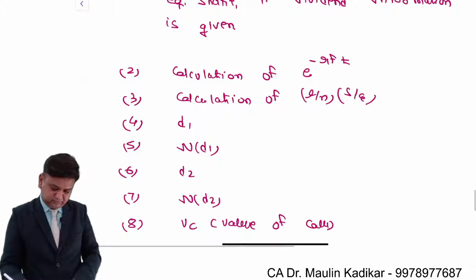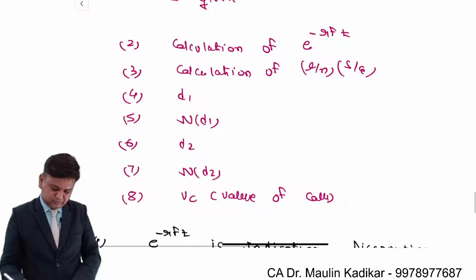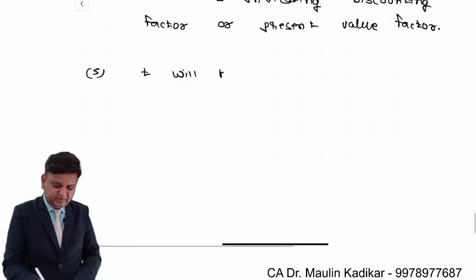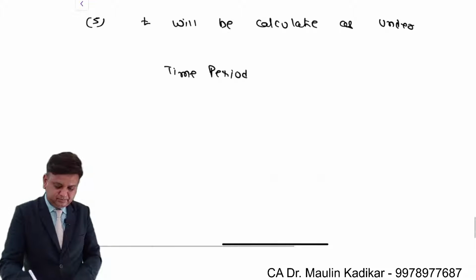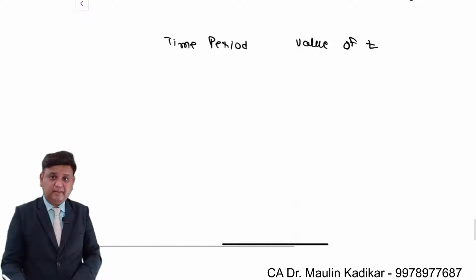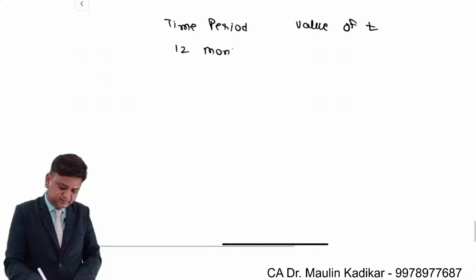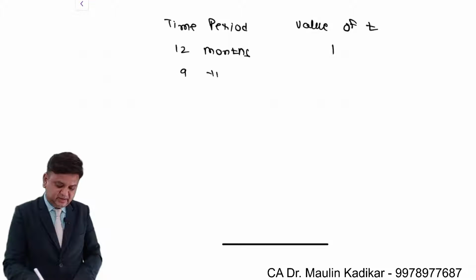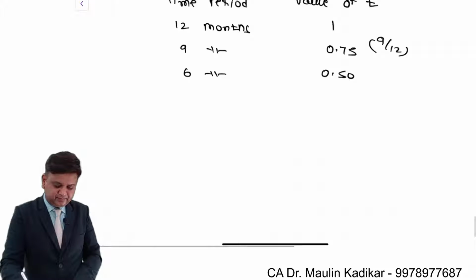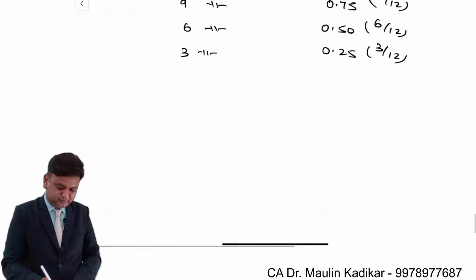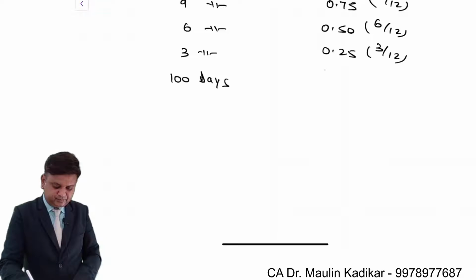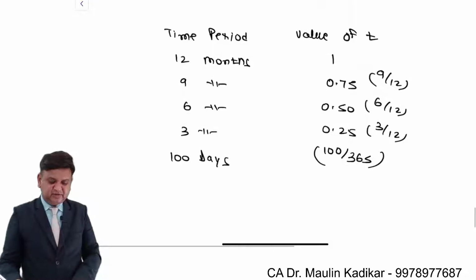Fifth, T will be calculated as under: time period and value of T. Time period is 12 months, then value of T would be 1. 9 months, then it is 0.75, that is 9 divided by 12. 6 months, it is 0.5. 3 months, 0.25. 100 days, then 100 divided by 365. This is the way the value of T will be calculated.